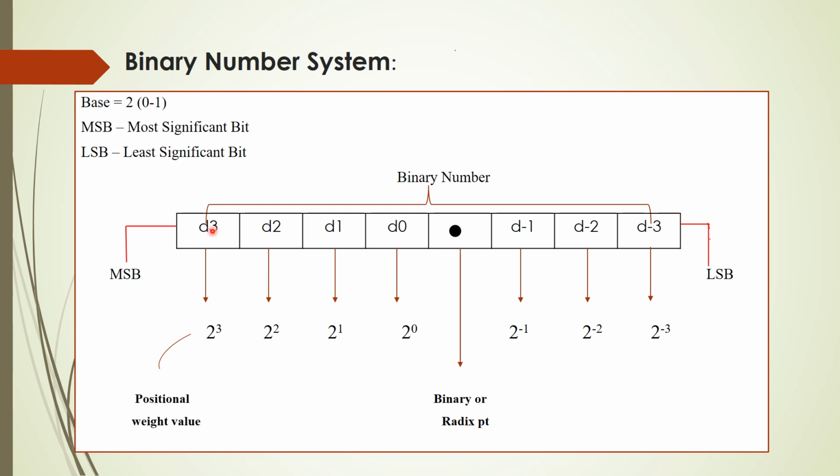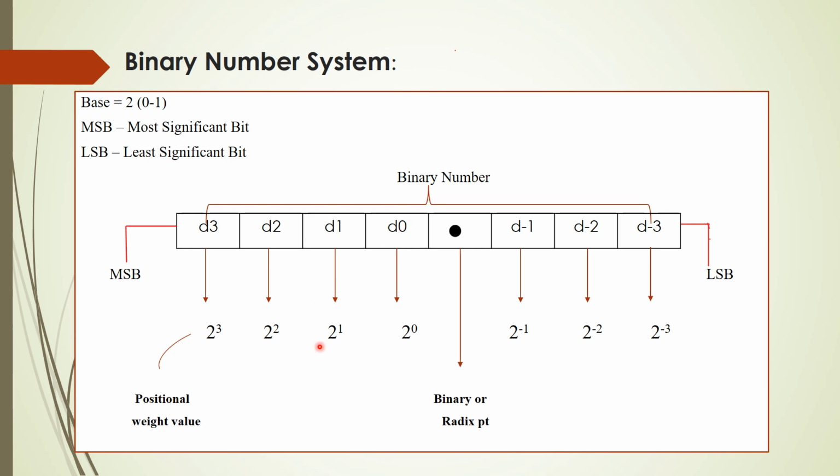D0, D1, D2, D3 or D-1, D-2, D-3 are the individual digits in a binary number. Each and every digit has an individual weightage value. So for D0, 2 raised to 0 is the weight value.